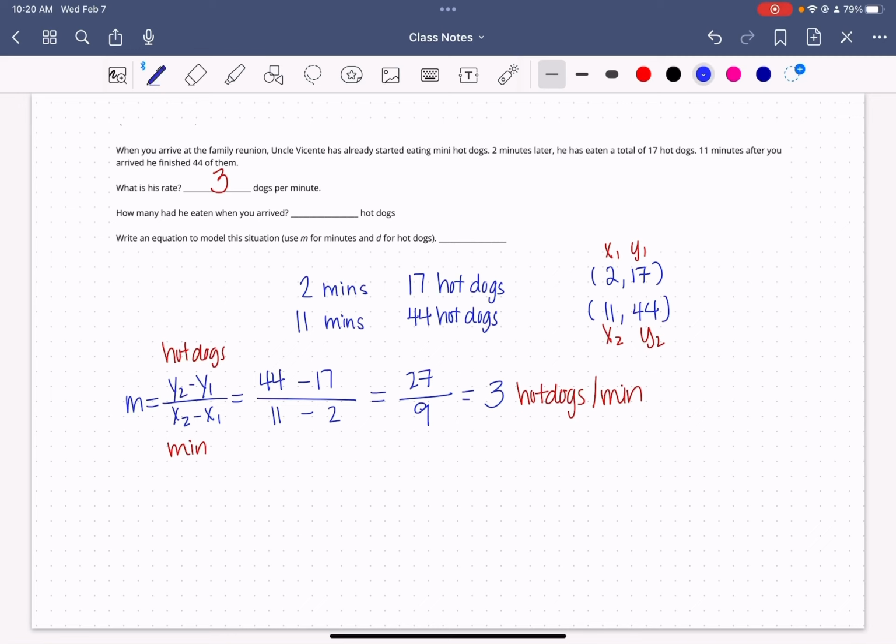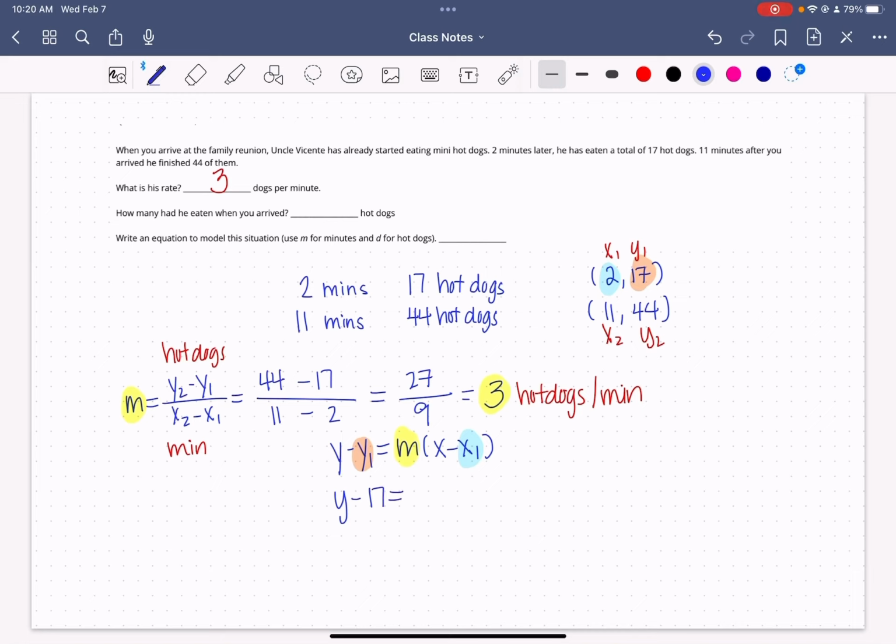Next up, we're going to pull in our point-slope form: y minus y1 equals m times x minus x1. Now let's look at the information that we already have. 3 was our slope, so we have our m. x1 we already had labeled here, and y1 we also already had labeled. So we're going to plug in that information.